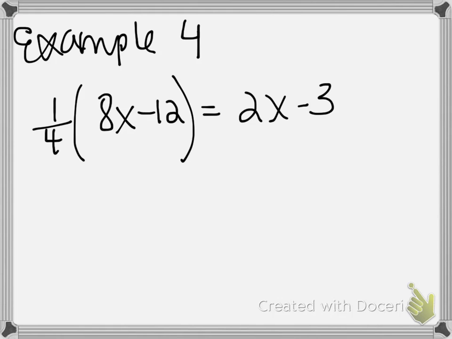So I'm going back to my steps, and I first need to simplify the left-hand side. So I want 1/4 of 8x. So I need to distribute. So I know 1/4 of 8x is going to be 2x. I know 1/4 of 12 is 3.